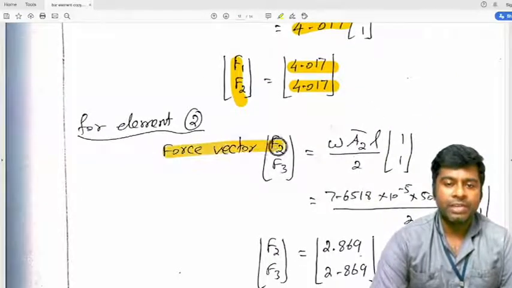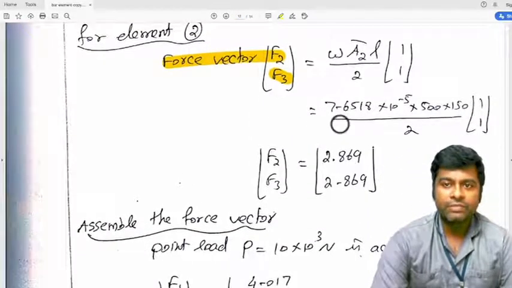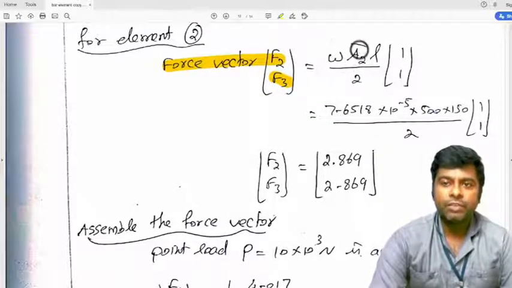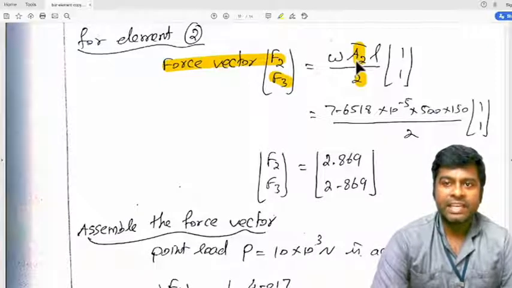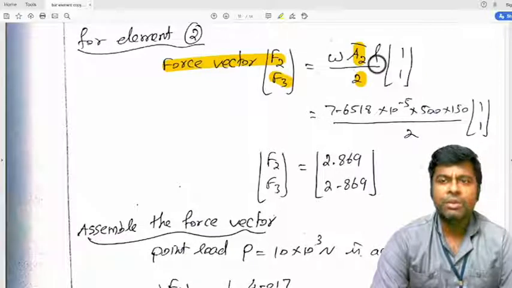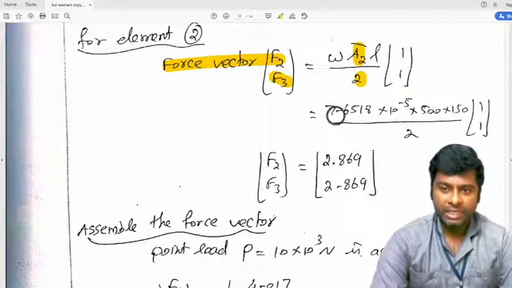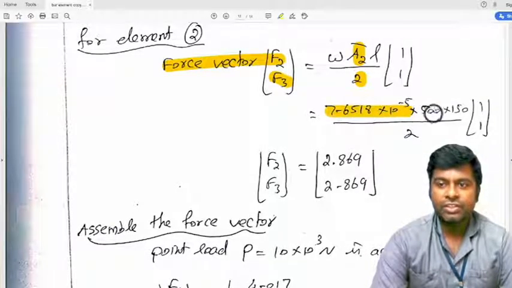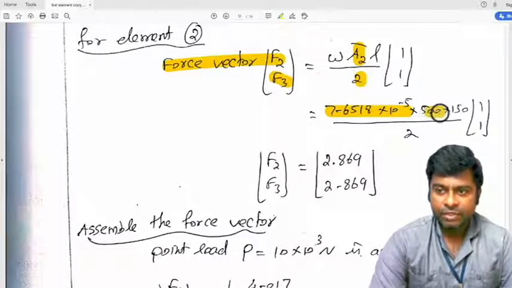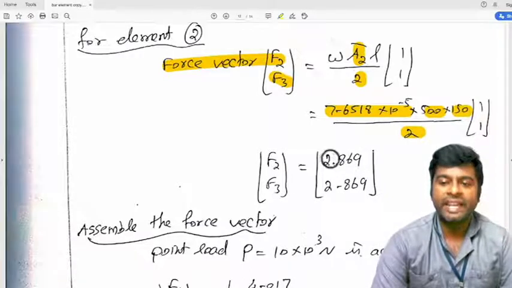For element 2, similarly, element 2 has two nodes, node 2 and node 3. Therefore, F2, F3 equal to W A2 bar L2 divided by 2. A2 bar is the average area of element 2, L2 is the length of element 2. The length of element 1 and the length of element 2 are the same, so we simply put L. Therefore, weight density equals 7.6518 into 10 raised to minus 5, average area of element 2 is 500, length L2 is 150, divided by 2, the value yields 2.869.